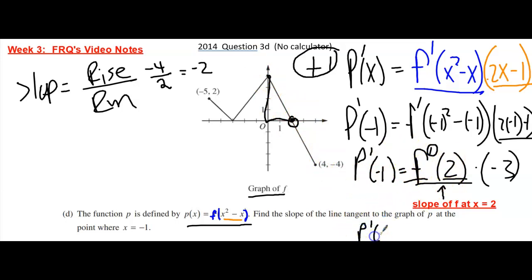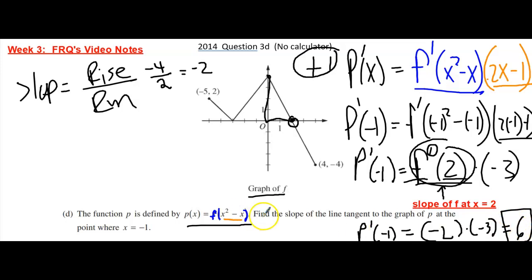So now I know that p prime of -1 is going to be equal to this, which we just discovered is -2 times -3, which is 6. And that's all we have to do. We just need to find the slope of the tangent line. It's not asking us to find the equation of the tangent line, although technically we could do that also. We're not going to do that. We're just going to find the slope of our tangent line at that point.